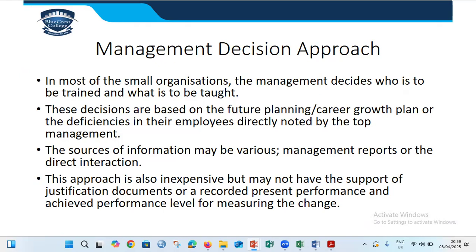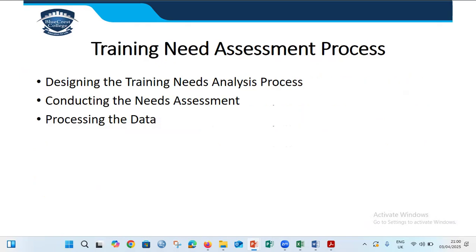However, it may not have the support of justification documents or a recorded present performance and achieved performance level for measuring the change. So for the management decision approach, it is sometimes or mostly difficult to know if after a training there has been a change. You may not even know that someone has gone through training because the gap was not clearly defined. Top management just recommended that they go through the training.